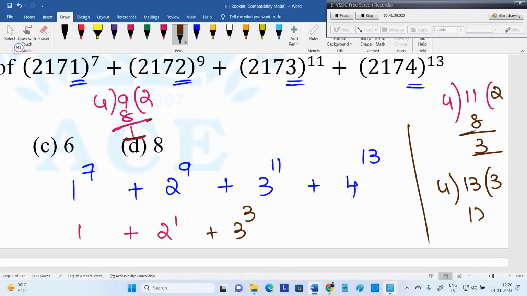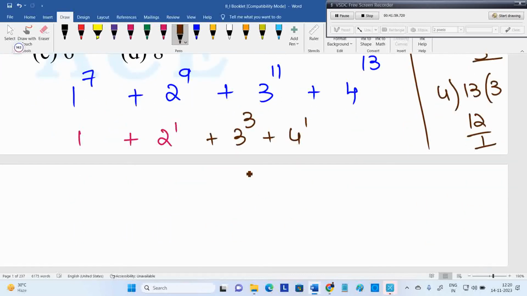Thus, two points, again I repeat. One is using the concept that 4 power an odd number is always 4. Or else you can divide all powers individually by 4, and whatever remainder comes, you can put that as the power. Now here we got 1. 2 power 9, we had written like 2 power 1, right?